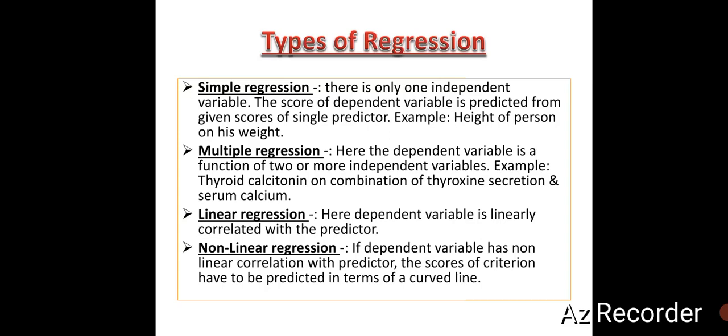Now linear regression: if there is a linear relation between the dependent as well as the independent variable, which is also called the predictor, then it is called linear regression. Non-linear regression: if the dependent variable has non-linear correlation with the predictor, the scores of the criterion have to be predicted in terms of a curved line.